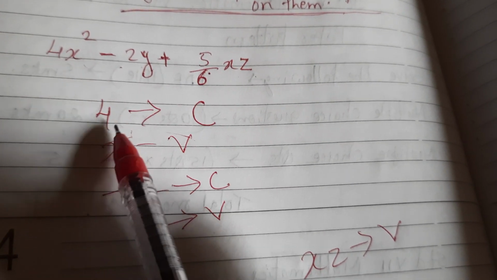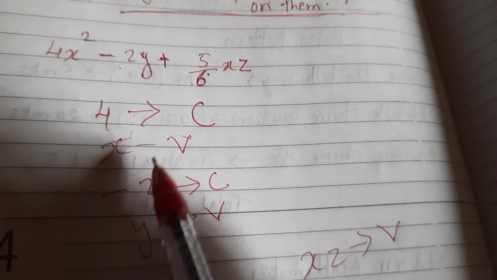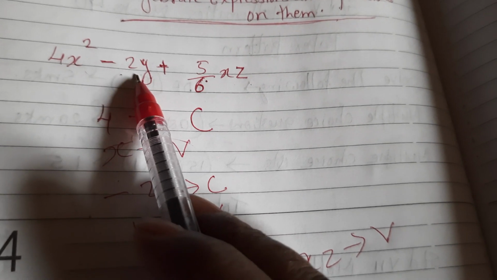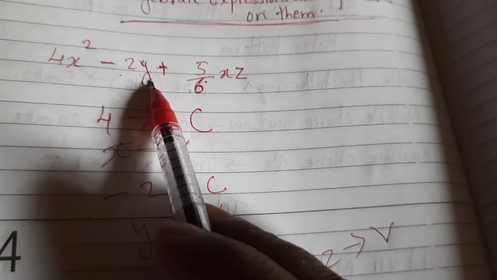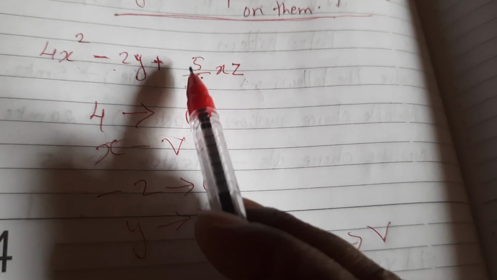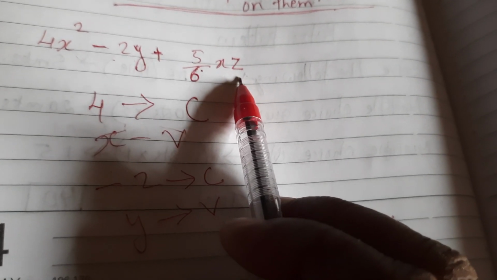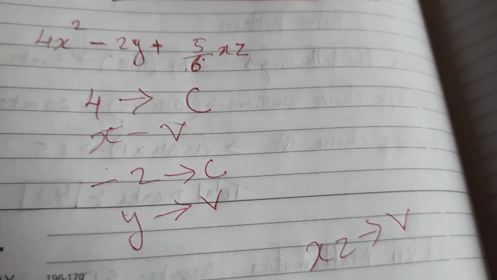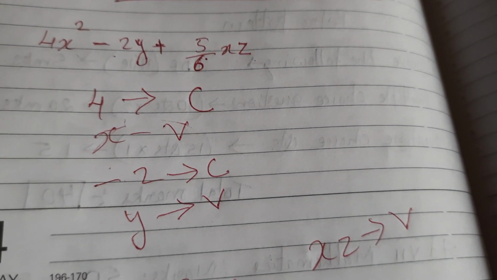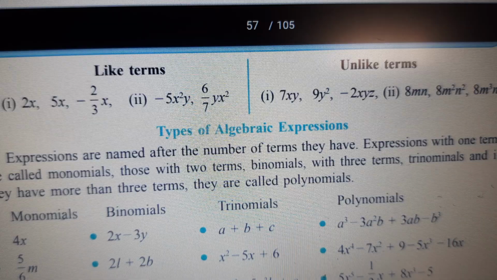So 4 is the coefficient, x is the variable. Minus 2 is the coefficient, y is the variable. 5 upon 6 is the coefficient, x and z are the variables. Hope you must have understood this. Now we will go on to like terms and unlike terms.